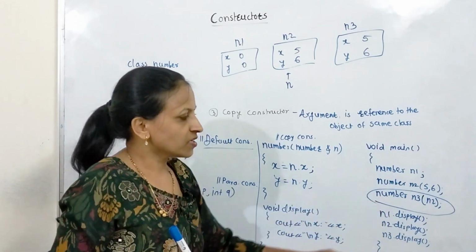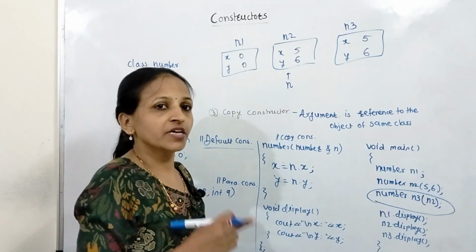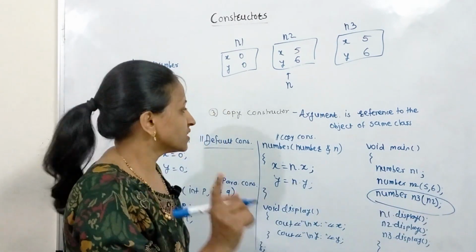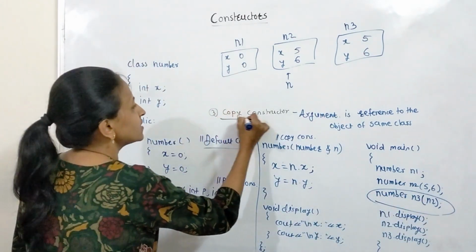Now see, the copy constructor we can call in one more way. See, this is the first way to call the copy constructor, and the second way to call the copy constructor is like this.